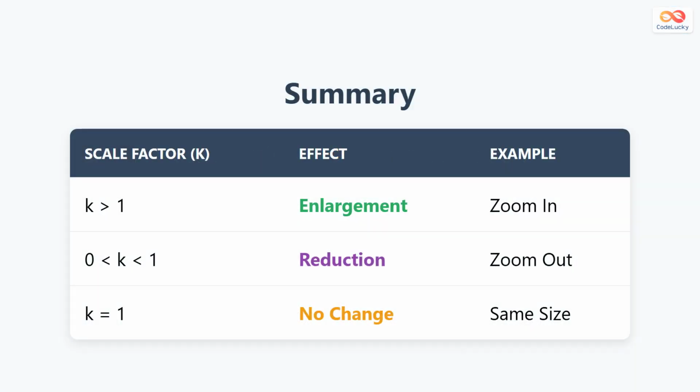To wrap up, remember these 3 key rules. If k is greater than 1, it is an enlargement, like zooming in. If k is between 0 and 1, it is a reduction, like zooming out. And if k equals 1, there is no change in size.